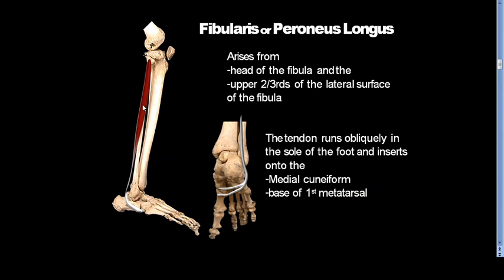Now this muscle forms a tendon and runs obliquely in the sole, right? In the sole, it divides and gets inserted onto two bones, the medial cuneiform bone, as you can see over here, and the base of the first metatarsal. So it inserts onto the medial cuneiform and the base of the first metatarsal, right?